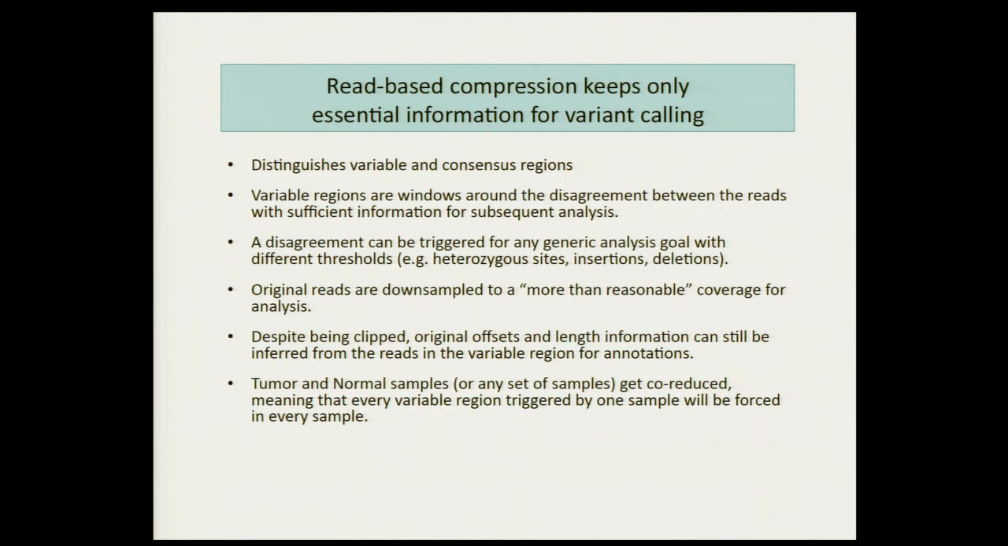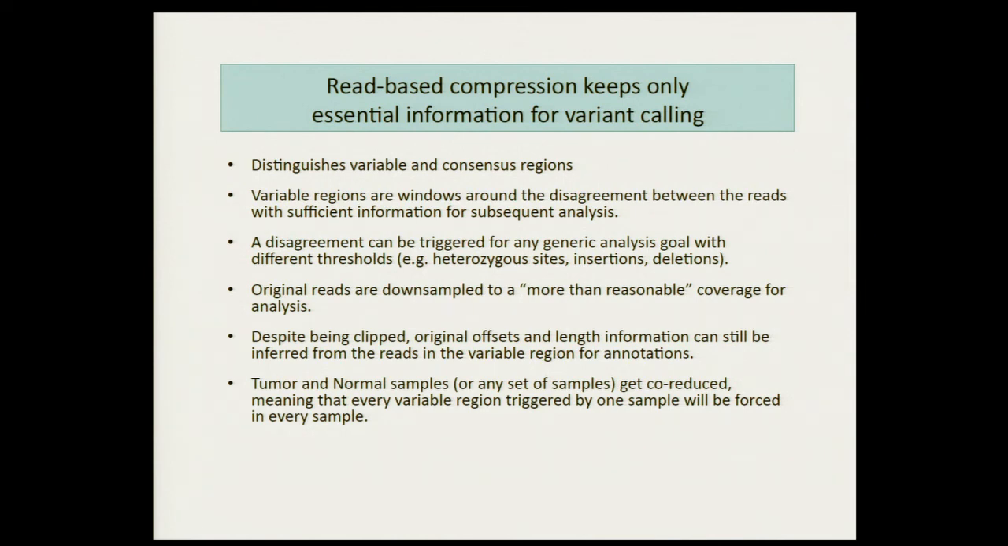So we call them consensus and variable regions. Variable regions are these windows around the disagreement. If there is a disagreement at one site, then we'll draw a window around it, with some padding on both sides, and keep all that data so that the subsequent analysis tools have more information than just that site to make the decision on what's going on there. We're calling these variable regions, but this is a generic concept. These are just filters that you can plug into reduced reads and decide what makes a region a variable region.